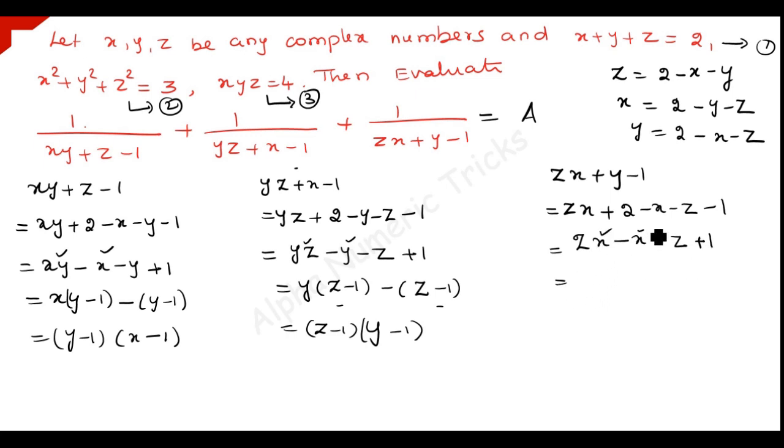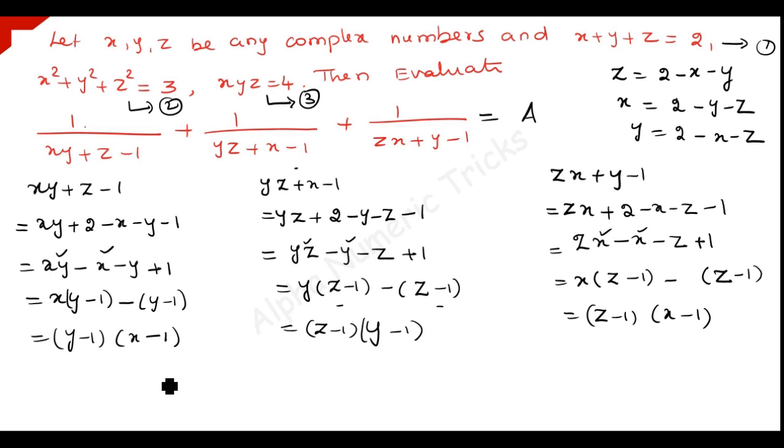And what is common here? x is common, so you can take it outside. x times z, and the left out term here is minus 1. And again you have to take minus outside. So z, and here you have minus 1. Sorry, here we had to take just minus outside. So z minus 1 is common, so take it outside, and the left out term here is x minus 1.